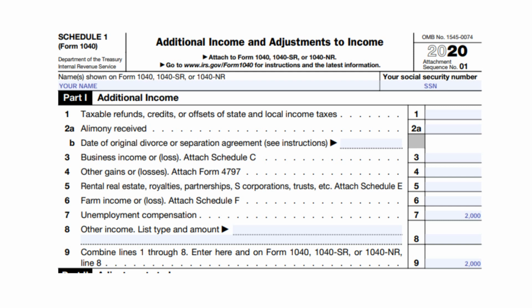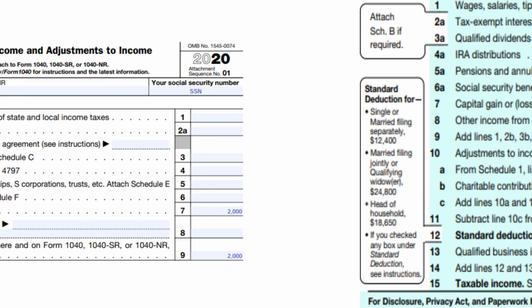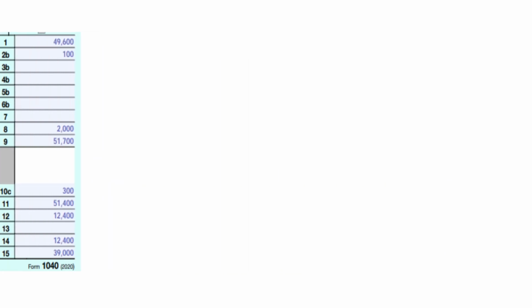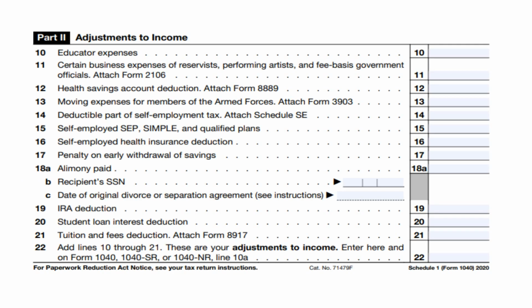Some other examples of additional income are alimony received, and if you had your own business and had income on Schedule C. Put the $2,000 on line 8, combine lines 1 through 8 to come to total income of $51,700 on line 9. On line 10A, put your adjustments to income from Schedule 1, line 22. In this example, they would be 0, but some common ones would be if you had student loan interest or if you paid alimony.